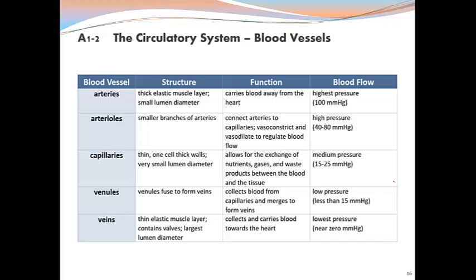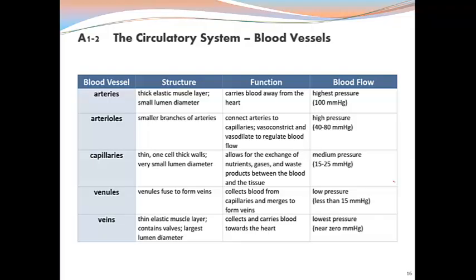But there's 3 other important aspects that we have to look at in terms of blood vessels when blood is being transported throughout the circulatory system. So from arteries, these are very thick, elastic muscle layer. These carry blood away from the heart. And then they go into smaller branches of arteries called arterioles, and these connect arteries to capillaries.